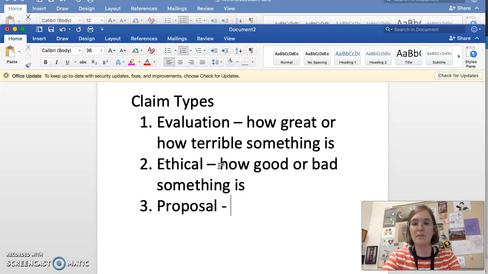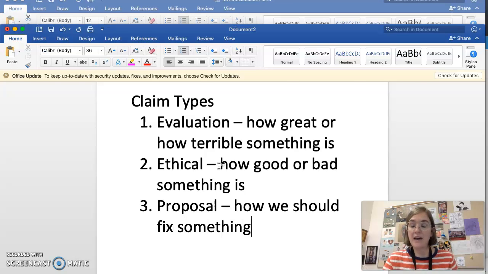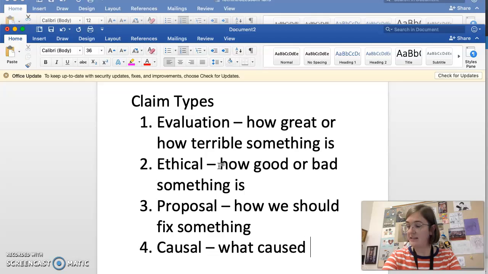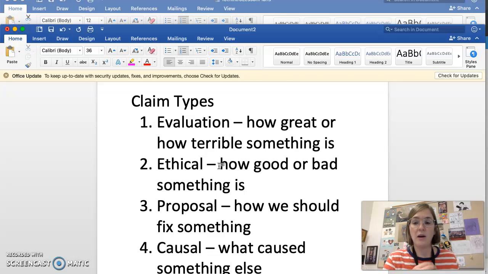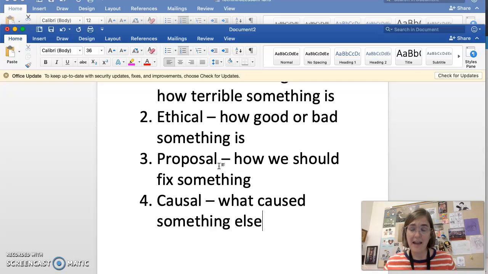Okay, the third claim type is also very common. This is called a proposal argument, and basically it's how we should fix something. If the author identifies a problem and then the author has a solution for how we should fix that problem, that is a proposal argument. The fourth claim type is causal. This is basically about what caused something else. You might also think of this as effects, but basically anytime a writer is saying that they can identify the source of a certain problem or a certain phenomenon, that is a causal argument. What caused something else to happen?